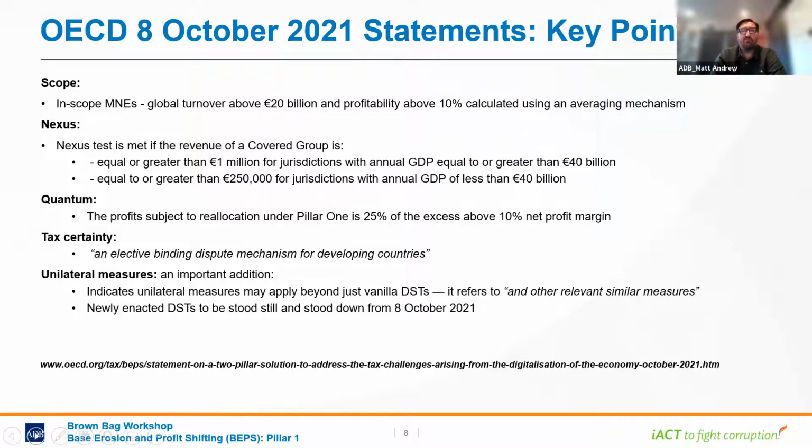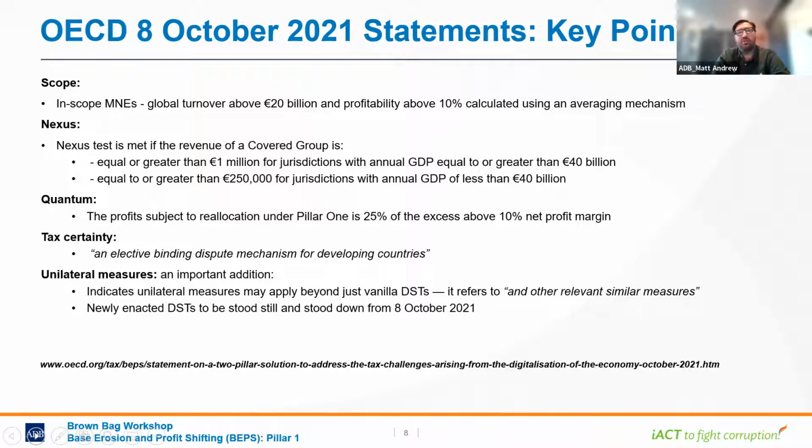Nexus. In the October statement, de minimis revenue thresholds are proposed, and these thresholds are euro 1 million revenue for countries that have a GDP of greater than euro 40 billion, and euro 250,000 revenue for countries that have a GDP of less than euro 40 billion. So if you are a multinational in that jurisdiction, greater or less, you need to have revenue connected to that jurisdiction above those thresholds in order for that market jurisdiction to be eligible to receive the new Amount A.